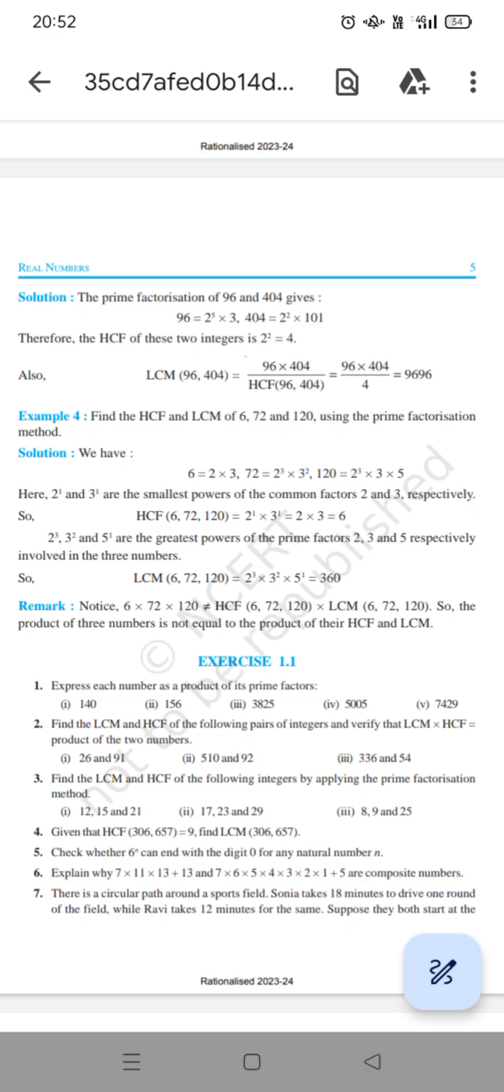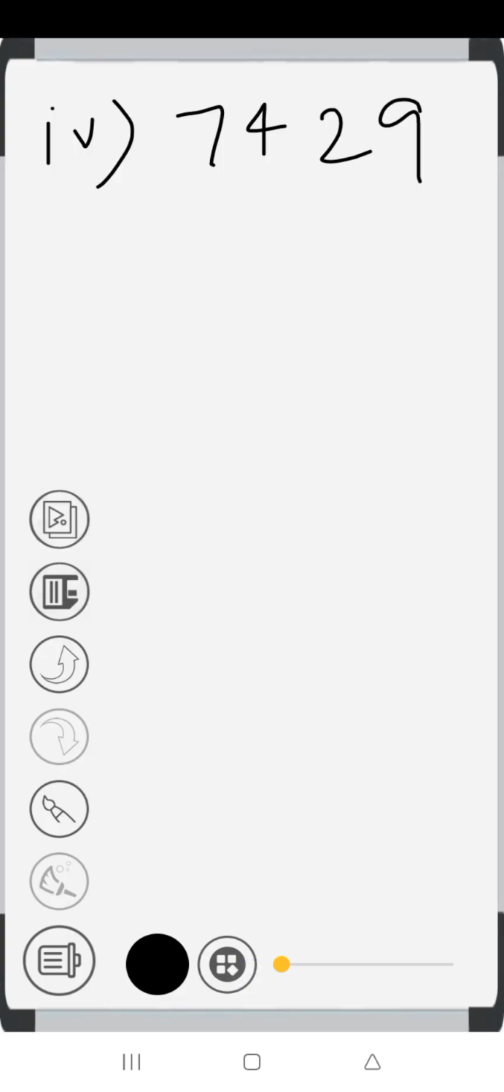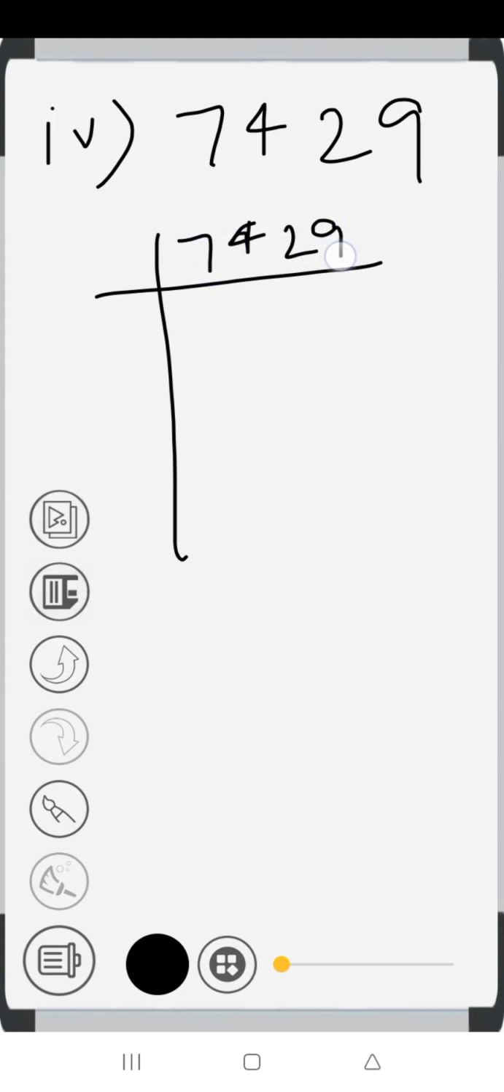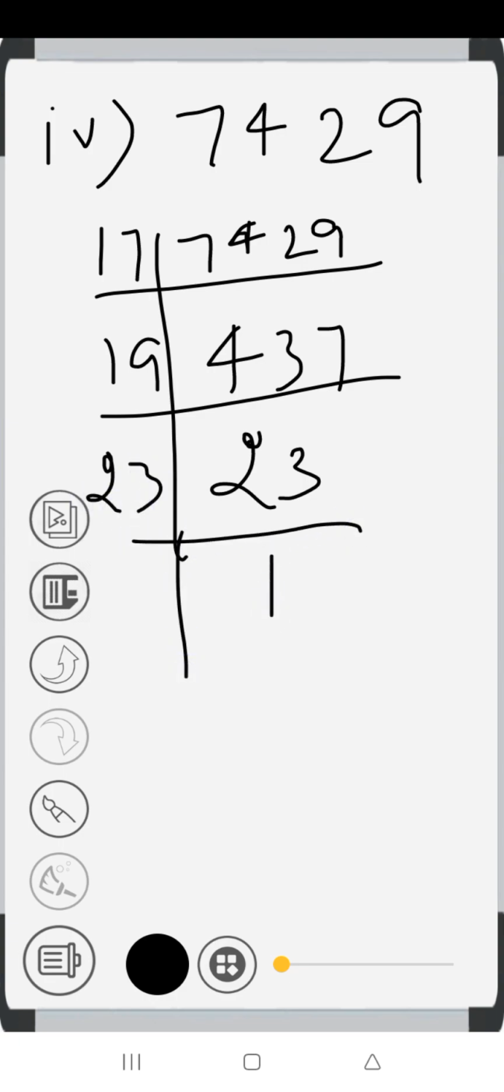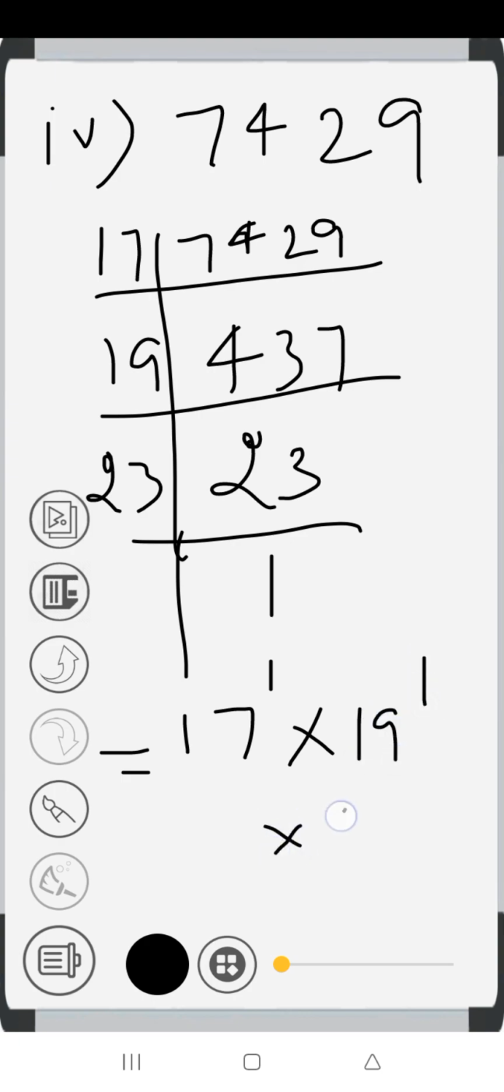The next part of this question is 7429. 7429 is divisible by 17, we get 437. 437 when divided by 19, we get 23. We know that 23 is a prime number, so 23 into 1 is 23. So we can write 7429 as 17 to the power 1 into 19 to the power 1 into 23 to the power 1. Hence the answer.